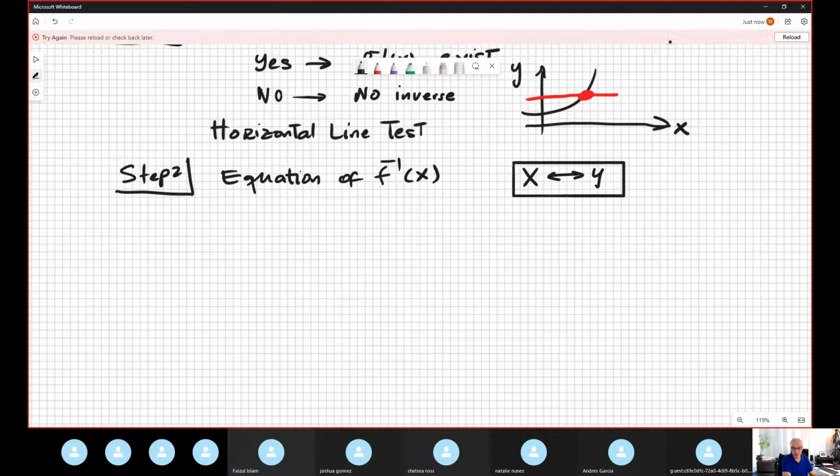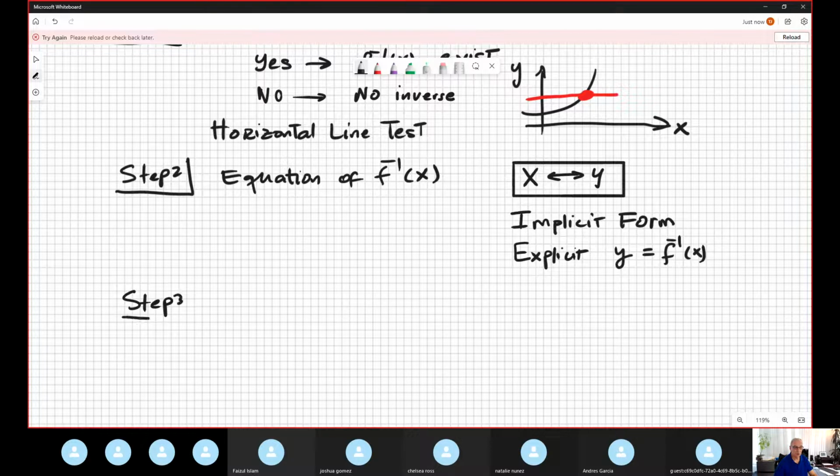Of course, now we have the inverse, yes, but the inverse is in implicit form. It's not good. In order to express it in explicit form, explicit means that y is isolated, like that. Well, you have solved for y. And that's it. Now, step 3 is to make sure that this inverse equation is correct or not.